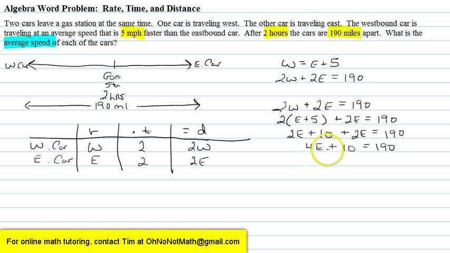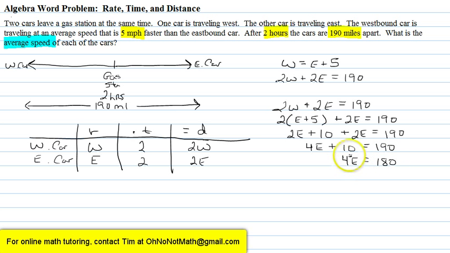We're trying to isolate this E, right? So we need to get rid of the 10 from the left side of the equation. So we subtract 10 from both sides of the equation. 10 minus 10 is 0, so we're just left with 4E on the left side. We subtract 10 from the right side, we get 190 minus 10, which is 180.